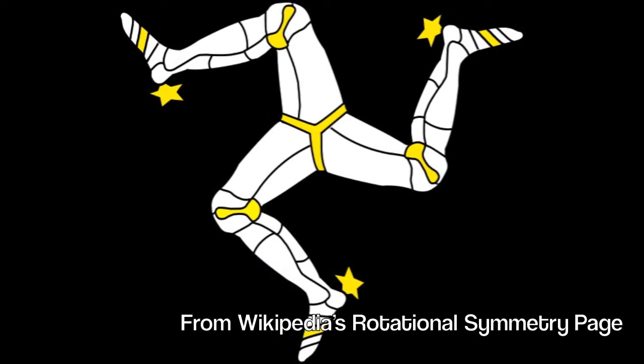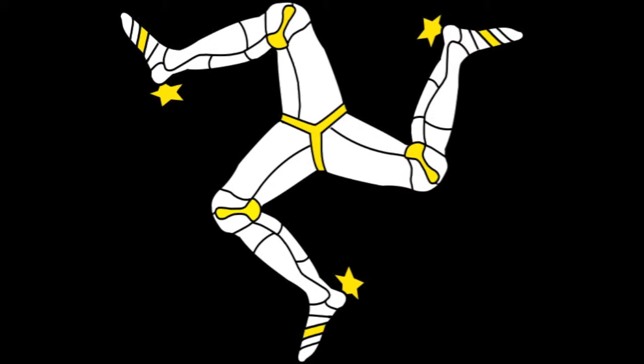Shown here is the armored triskelion from the flag of the Isle of Man. It has threefold rotation, which would be marked with a triangle at its center of rotation. Fourfold and sixfold rotations, not depicted, are marked with a square and a hexagon respectively.